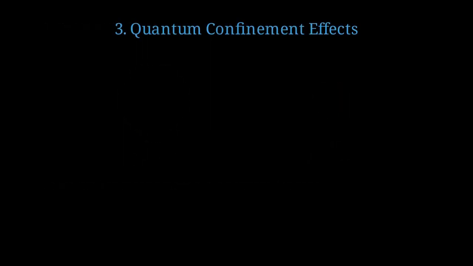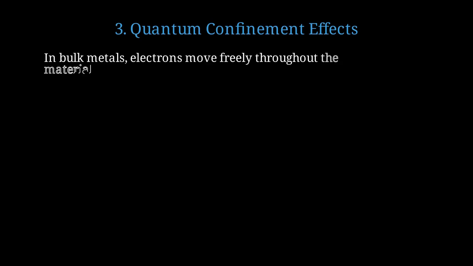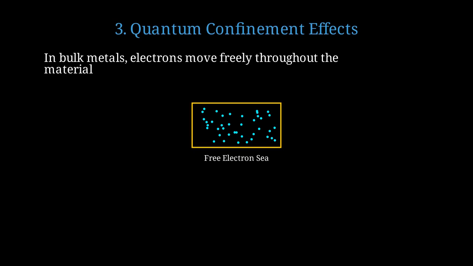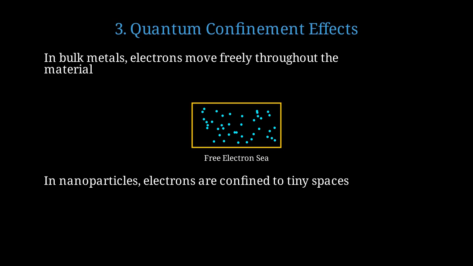Quantum mechanics enters the picture. In bulk gold, electrons can move freely throughout the entire metal structure in what we call a continuous electron sea. Think of electrons as a sea that can flow throughout the entire bulk metal without restrictions. But in nanoparticles, electrons are confined to extremely small volumes, and quantum mechanics fundamentally changes their behavior.